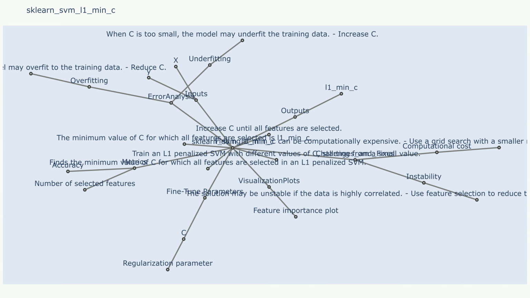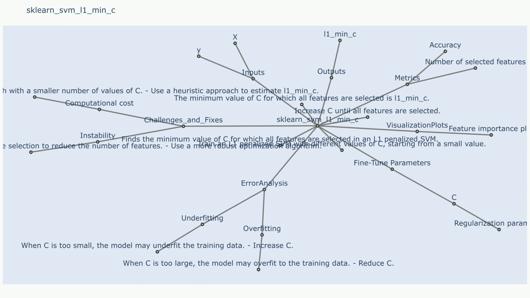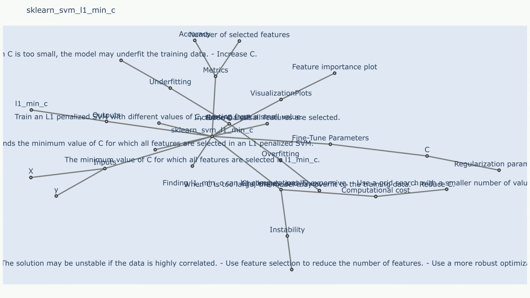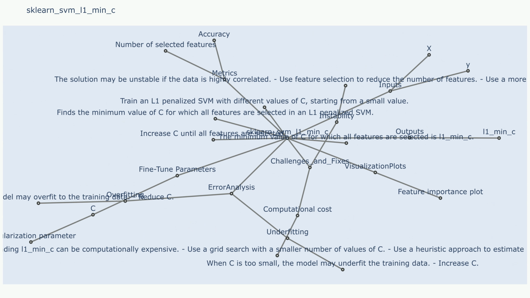Steps. Compute the dual coefficients for the SVM problem with a given C value. Check if the dual coefficients are all non-zero. If all dual coefficients are non-zero, then the solution is non-empty. If not all dual coefficients are non-zero, then the solution is empty. Increase the C value and repeat steps 1 to 4 until the solution is non-empty. The minimum C value for which the solution is non-empty is the L1.